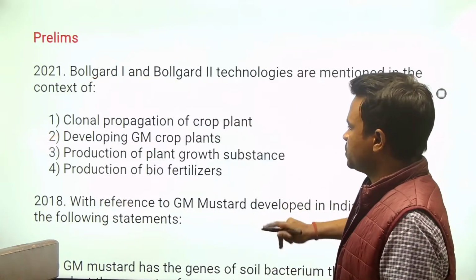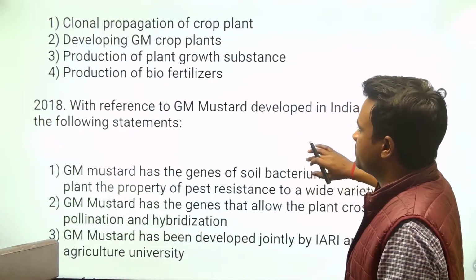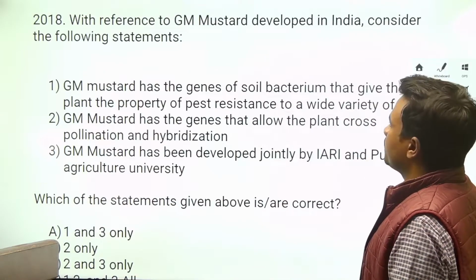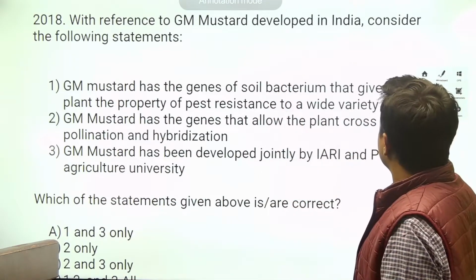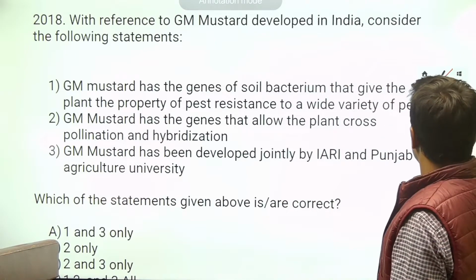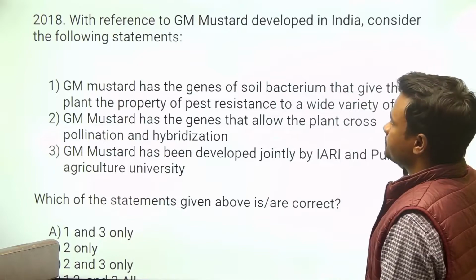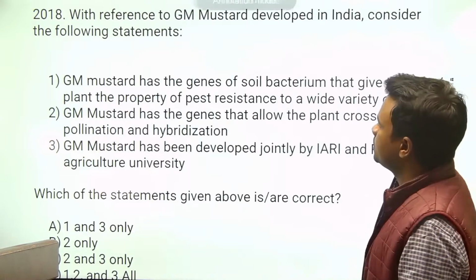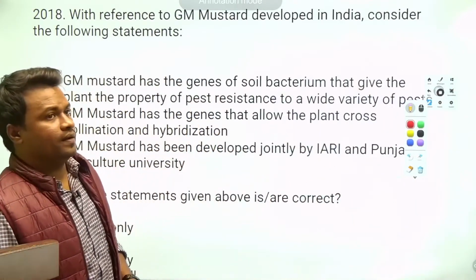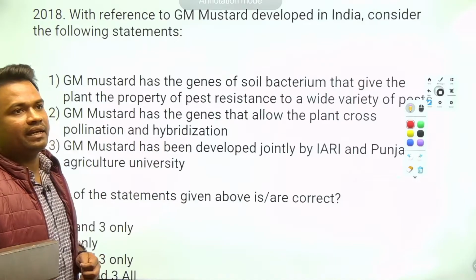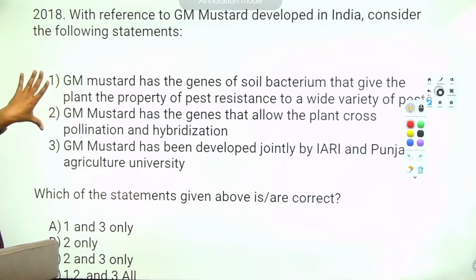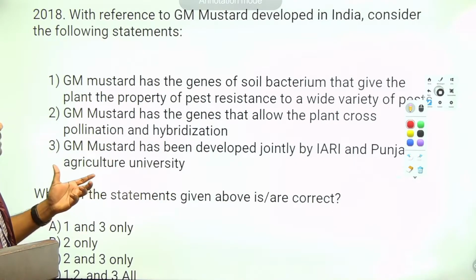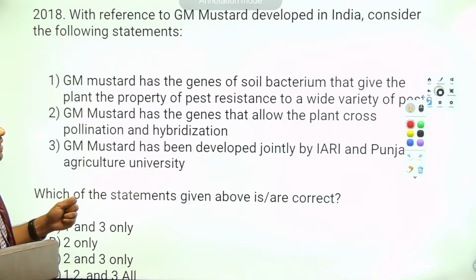The next question is related to the same biotechnology section of agriculture. With reference to GM mustard developed in India, consider the following statements. The first statement was, the GM mustard has the genes of a soil bacterium that give the plant the property of pest resistance to a wide variety of pests.